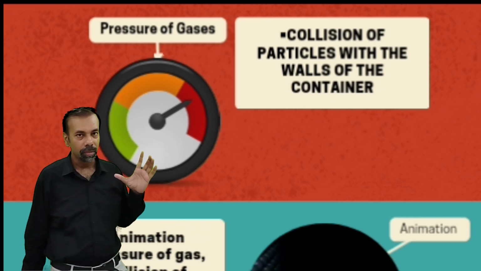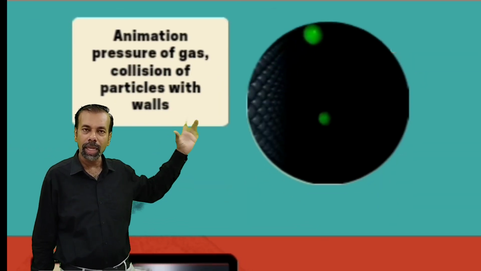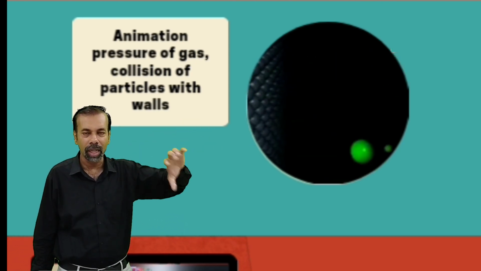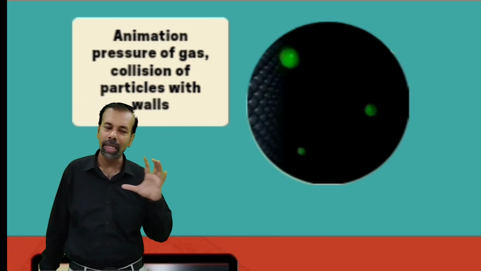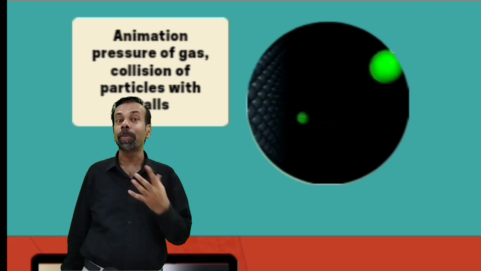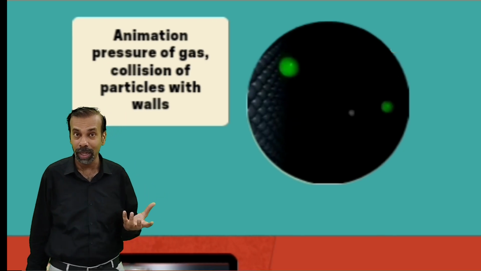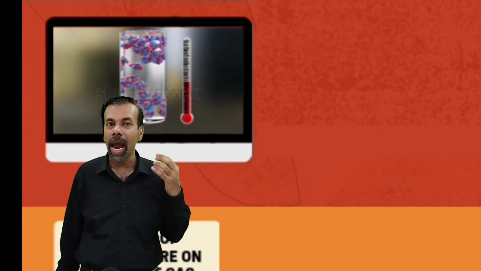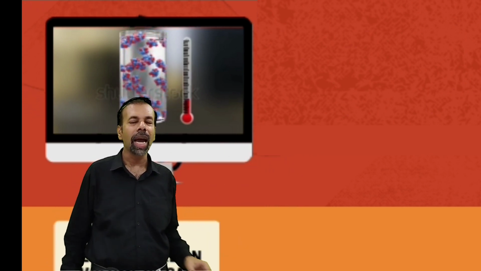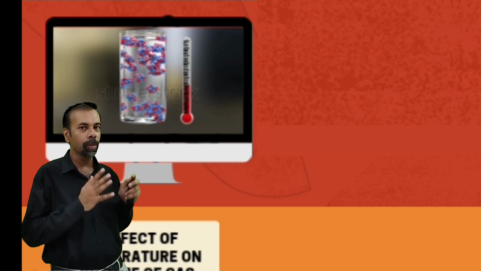Like in this example, you can see particles are colliding with the walls of the container, and these collisions are exerting pressure. Pressure also depends upon temperature. The more the temperature, the more will be the kinetic energy of the particles, and the more will be the collision of particles with the walls of the container, and the gas will exert more pressure.